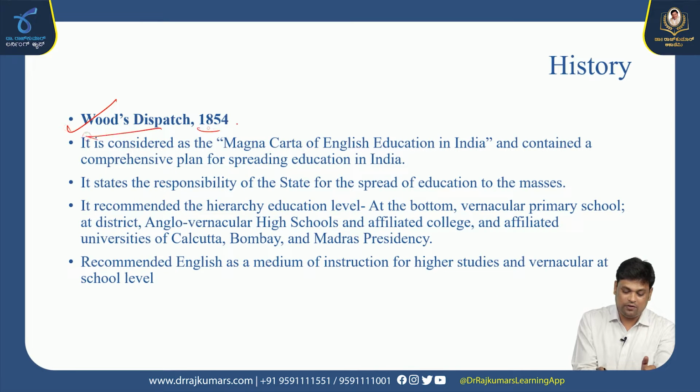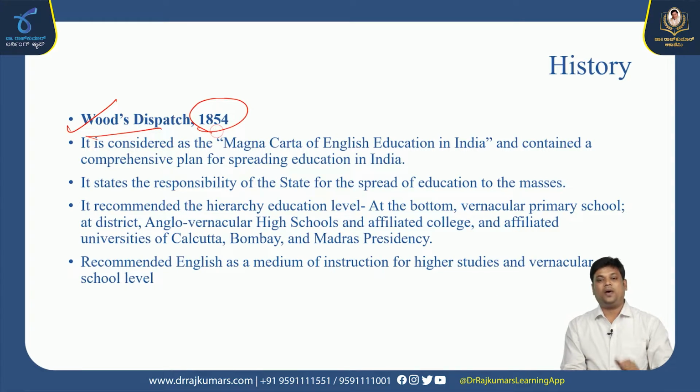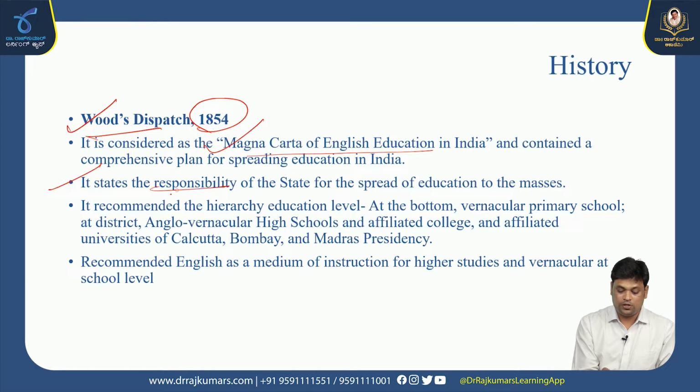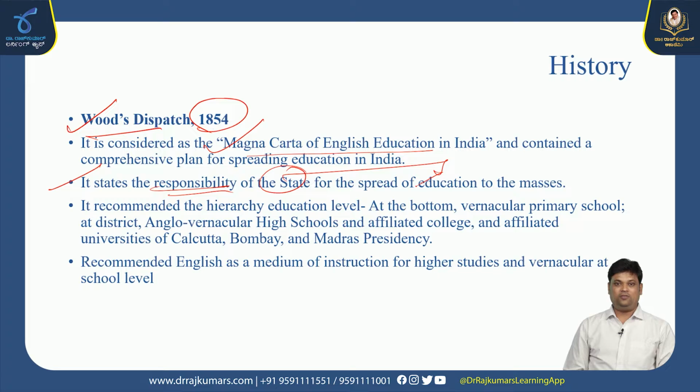Wood's Dispatch, in the year 1854. This Wood's Dispatch is considered to be the Magna Carta of English education in India, and it contains a comprehensive plan for spreading education in India. It states the responsibility of the state for the spread of education to the masses. The government is supposed to take responsibility for establishing education for the mass population in India.